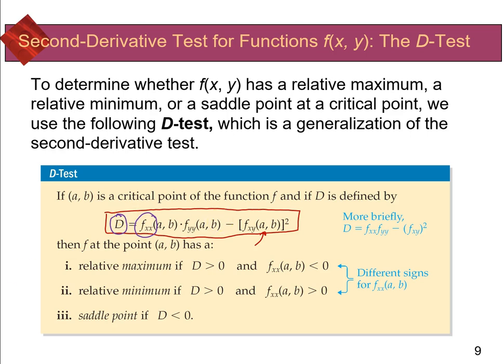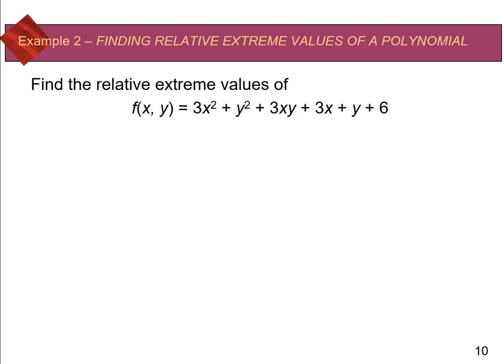So let's find the relative extreme values of f of xy being this function, if it actually does exist. I mean, if I find out it's a saddle point, it doesn't exist. So I give it this function here.